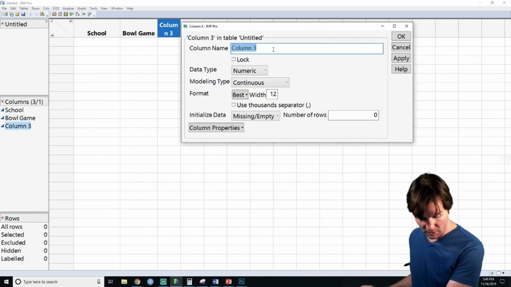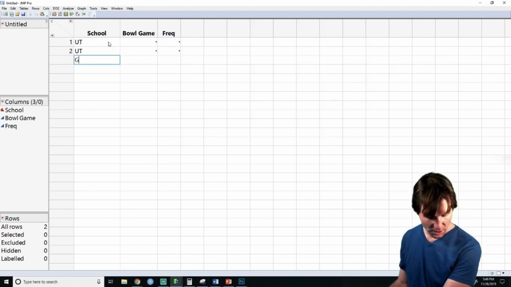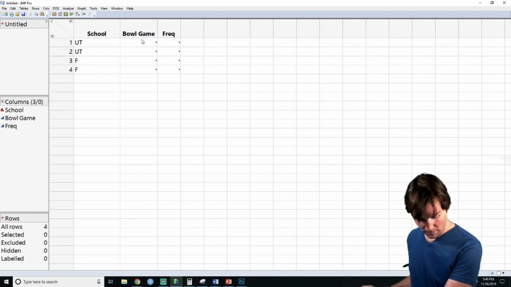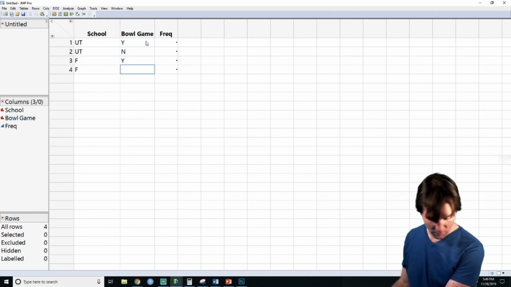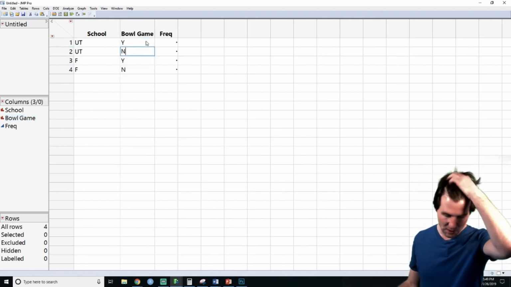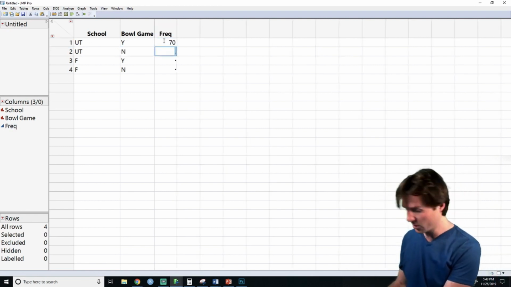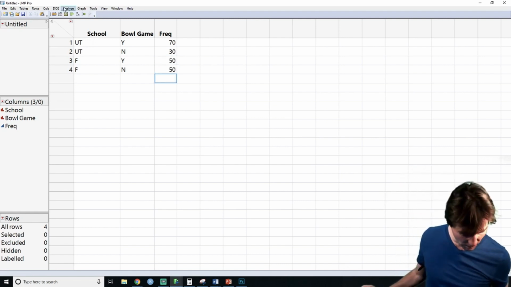And you need here frequency. It can be called whatever, but nicer to call nicer things. We have school UT, Florida, Florida. Then we have bowl game, yes, bowl game, no, bowl game, yes, bowl game, no. And I think I said 70 UT students and 50-50 for Florida. So as long as I put in the right numbers right here, and then 50-50, and what do we notice?